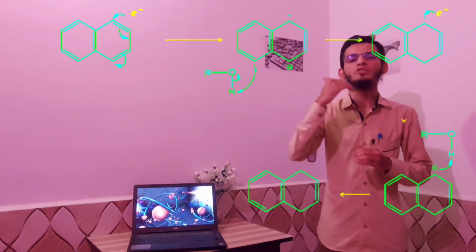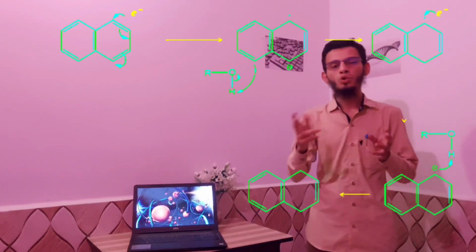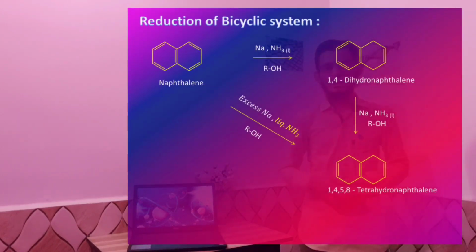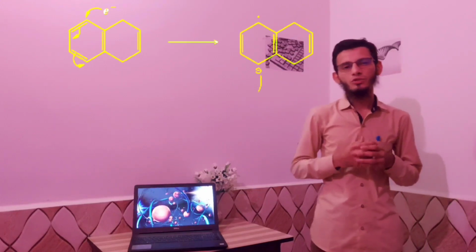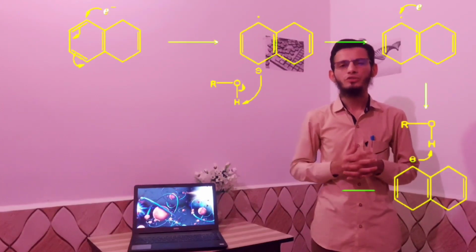But if we increase the concentration of metal, if we use an excess of metal, we can see both rings will reduce. You can see in the reaction like that. So what reaction is occurring in this case? First of all, the reaction occurs on both sides, both rings will reduce. You can see that first there is a radical anion, then a monoanion, and then both rings will reduce. So what happens in the case of a bicyclic system if substituents are present in the bicyclic system?